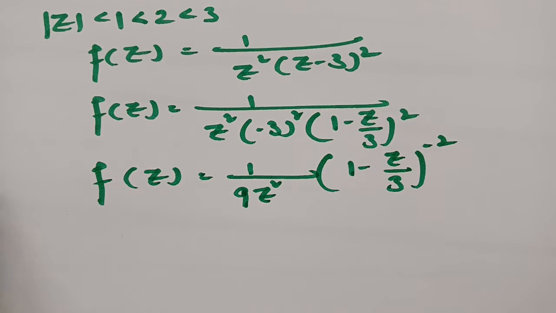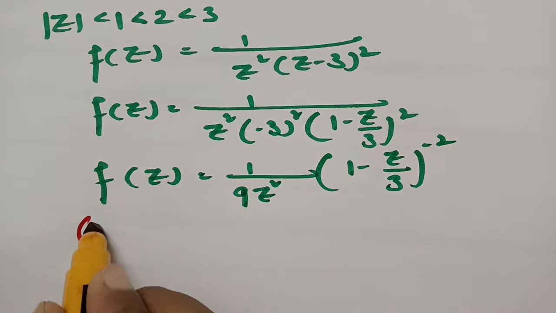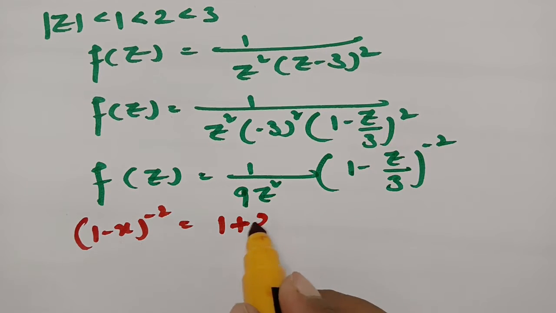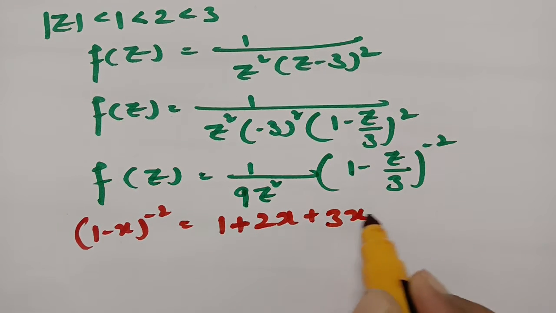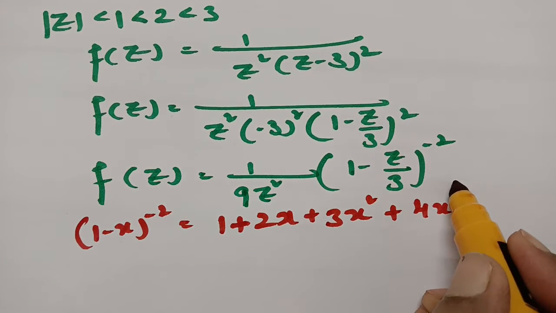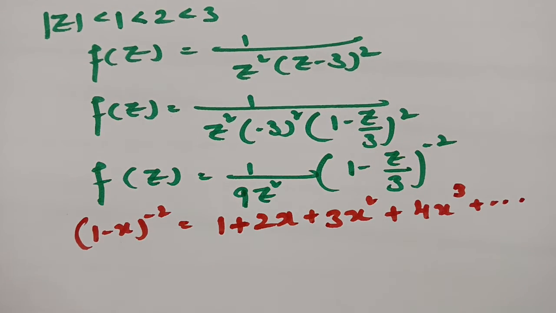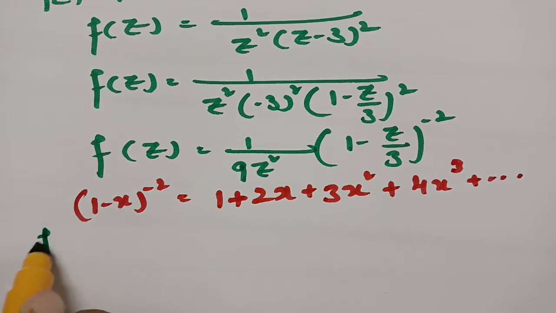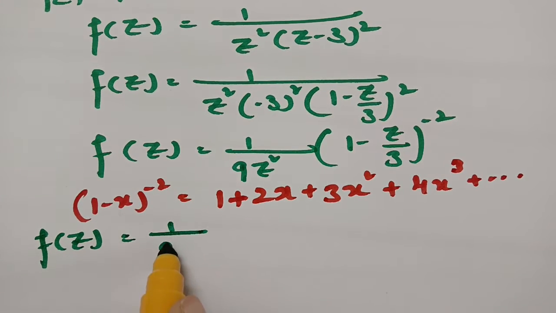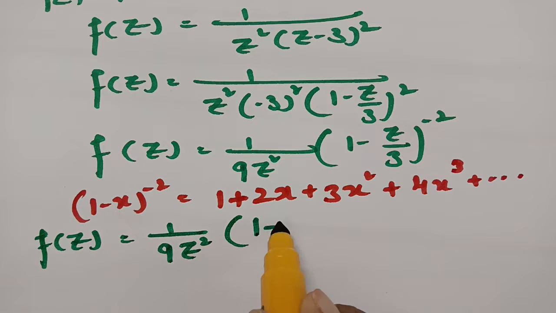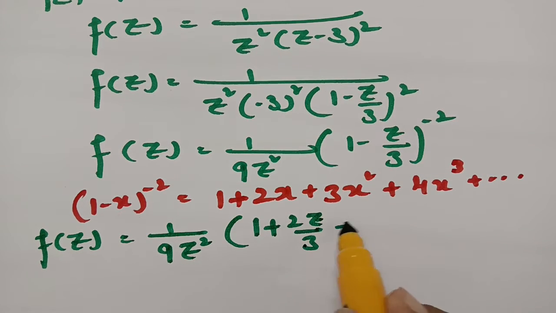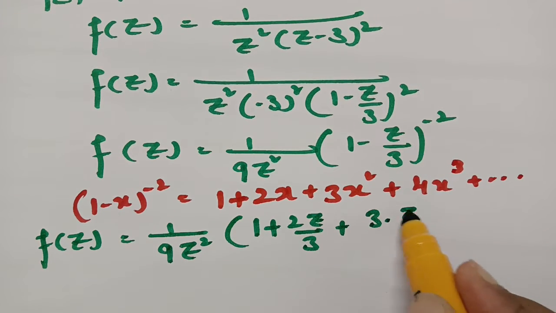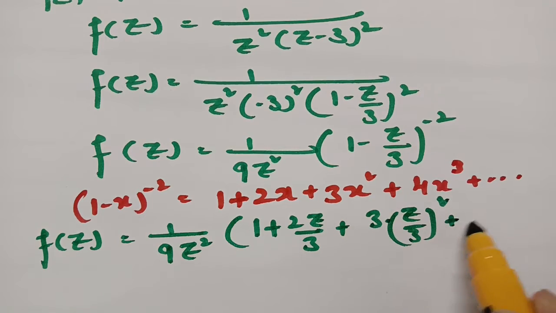And I'll show you one expansion here. This is 1 minus x power minus 2. It can be expanded as 1 plus 2x plus 3x square plus 4x cube plus and so on. So if I consider this as 1 minus x power minus 2, with this expansion f of z is equal to 1 by 9z square into 1 plus 2z by 3 plus 3 into z by 3 square plus and so on.